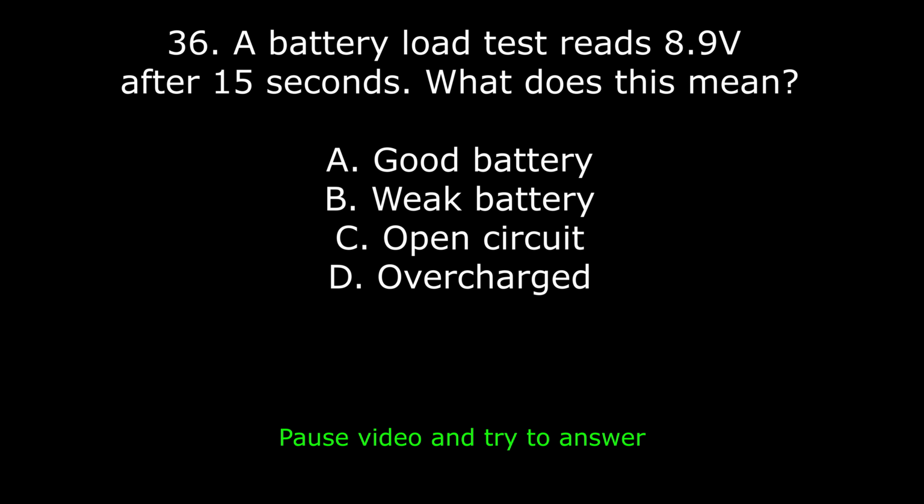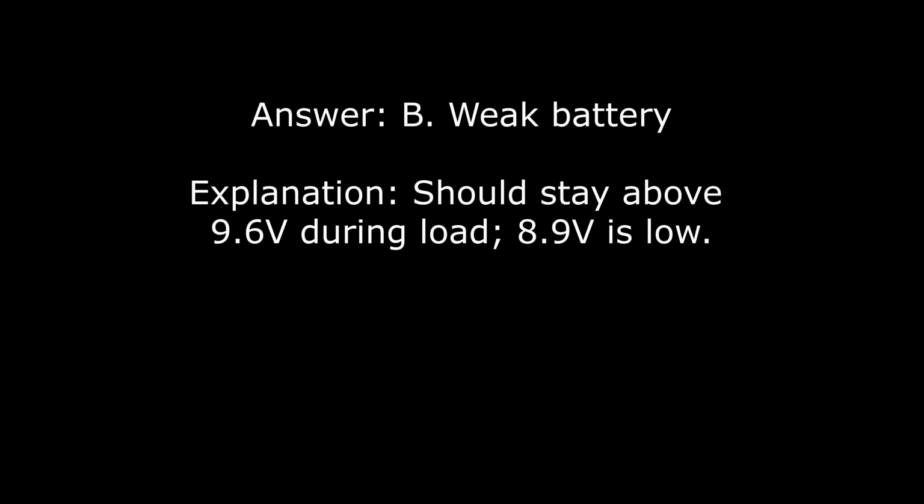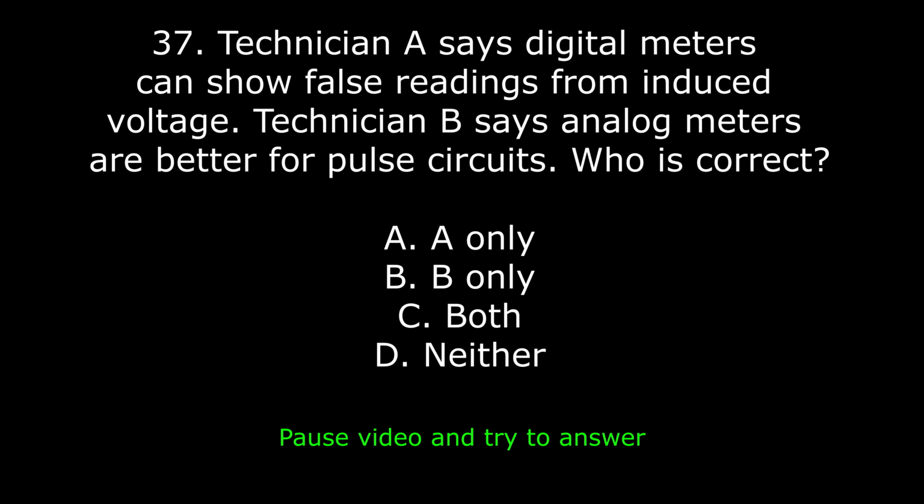36. A battery load test reads 8.9 volts after 15 seconds. What does this mean? A. Good battery. B. Weak battery. C. Open circuit. D. Overcharged. Answer: B. Weak battery. Explanation: should stay above 9.6 volts during load. 8.9 volts is low.